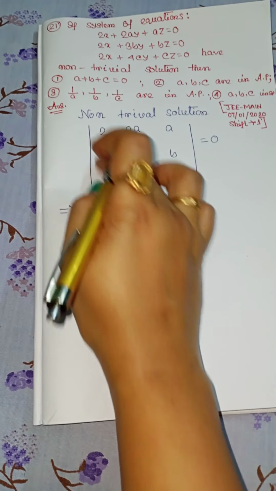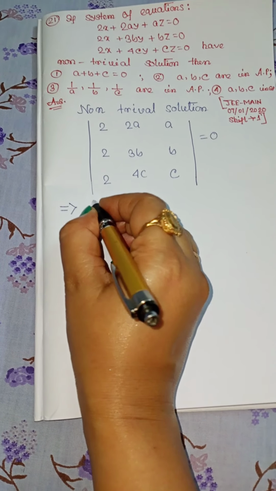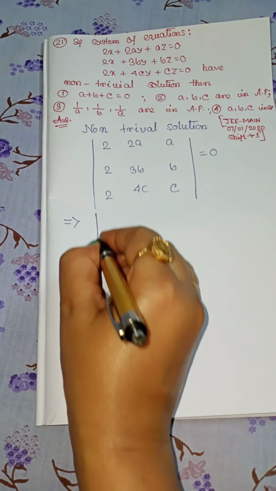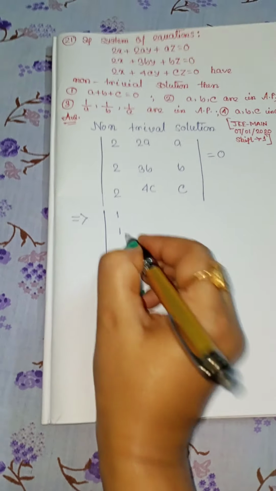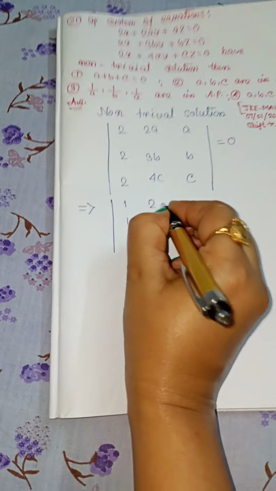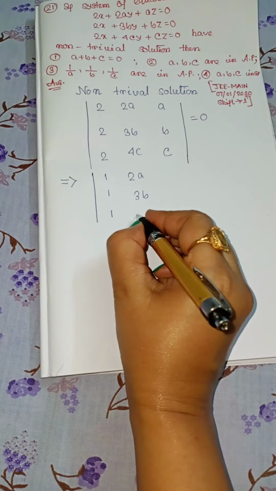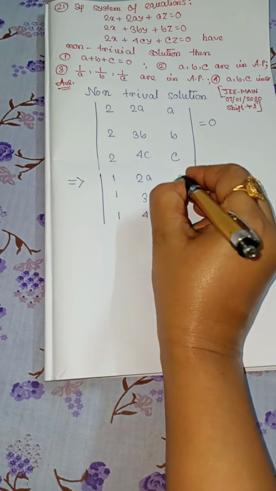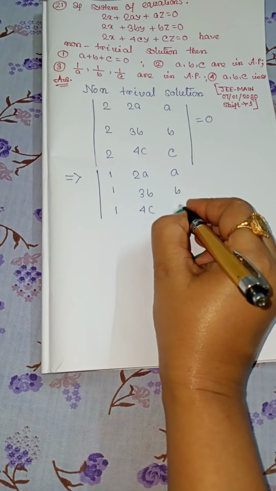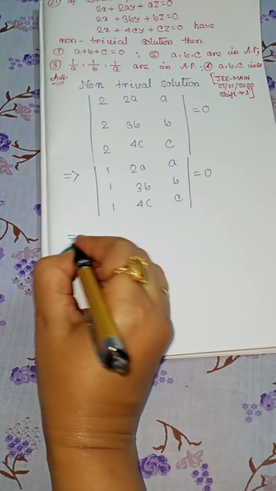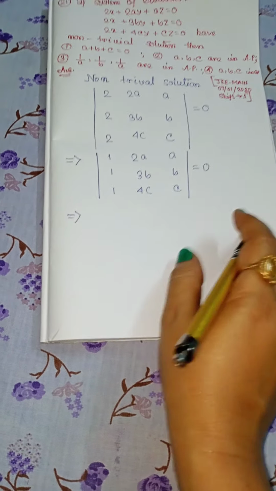Now simplifying this, eliminating 2 from this column, we get 1, 1, 1, 2a, 3b, 4c, a, b and c. This is equal to 0.